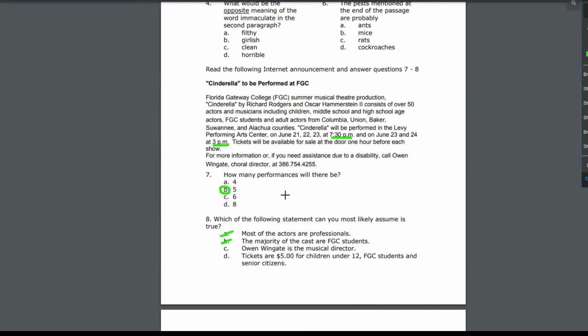All right, C says Owen Wingate is the musical director. So if we go back, at the last part of it, it says call Owen Wingate, choral director. So that leads me to believe that this could be our golden goose. Why? Because he is stated to be a director. The only thing that gave me a little bit of hesitance is that it said choral director and this one says musical. Even though I know the chorus, of course, is music, I'm still going to keep that in the back of my mind just because it may be a better answer than that one. And if we look at D, it says tickets are $5 for children under 12, FGC students, and senior citizens. They don't specify the cost anywhere in here. So I know that one's out, which means C, of course, has to be the right answer.